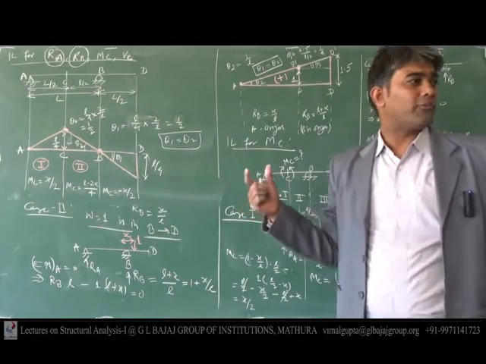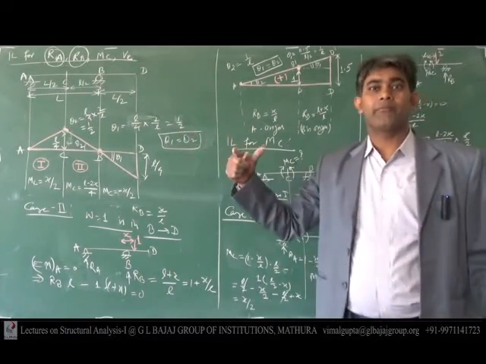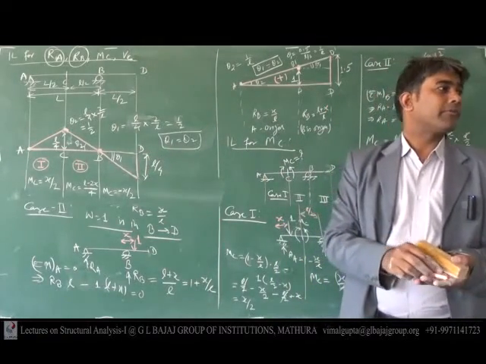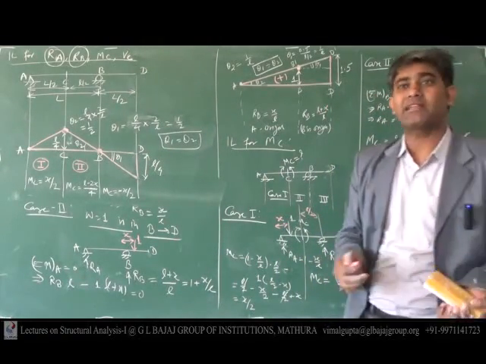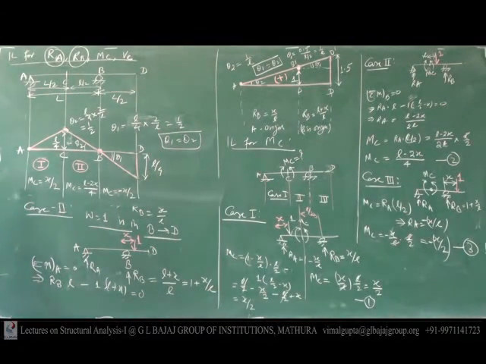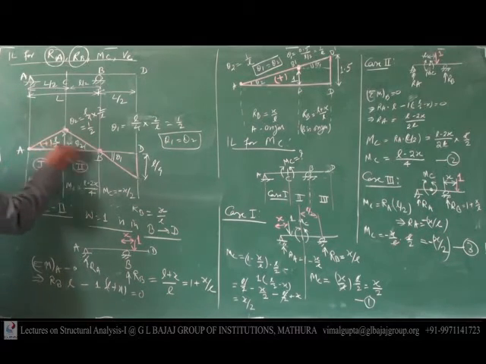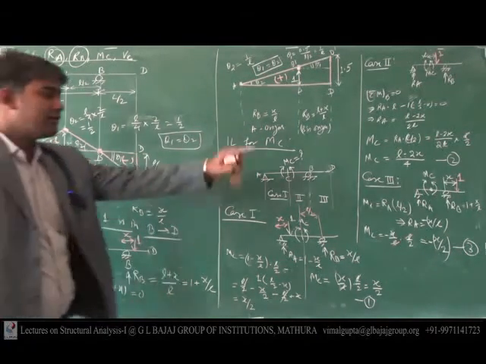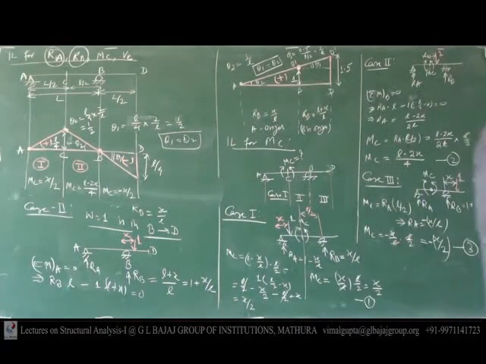So Muller Breslau principle saves the time while plotting these types of graphs. Clear to everybody? That is the importance of having Muller Breslau principle. This is positive and this is negative. You write also: this is positive, this is negative. Muller Breslau principle saves the time.